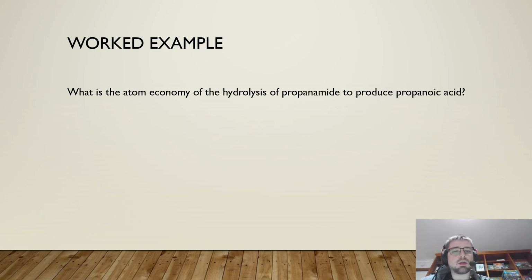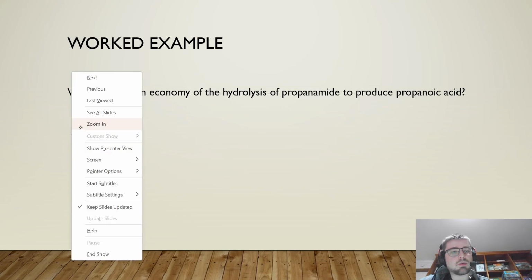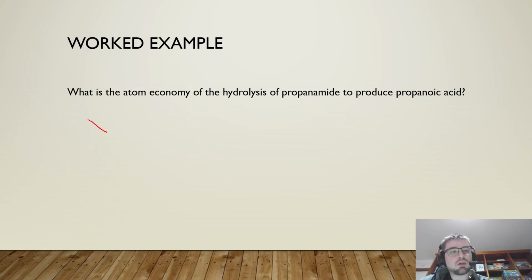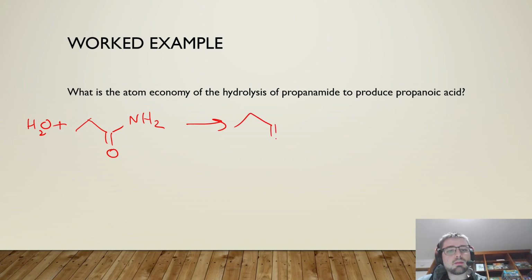All right, let's do another one. What is the atom economy of the hydrolysis of propanamide to produce propanoic acid? All right, so propanamide is going to be 1, 2, 3, amide here, and we're hydrolyzing it, so we're going to need water, and we're going to get propanoic acid out of it. Now you don't really need to write down what the other stuff is. In this case, it would just be ammonia, but we only need to know the useful product.